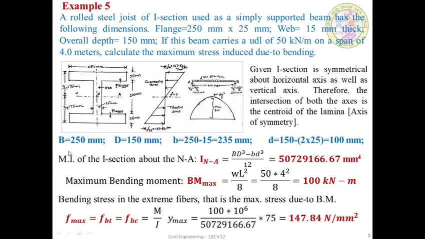Here the base width capital B is taken as 250. The total depth D is 150 mm, and the breadth of the web, here small b, is taken as 250 minus 15, which is 235 mm, and the depth is taken as 150 minus 2 times 25 mm, which comes to 100 mm.